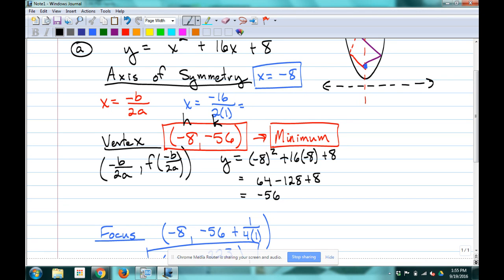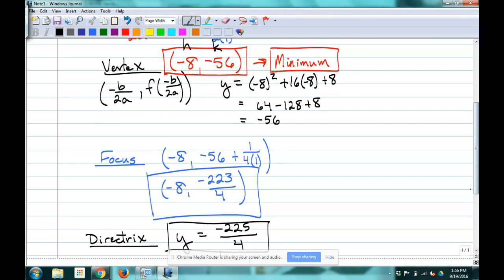And then the focus, you're always going to change the y value. Focus is add, directrix is subtract. Okay, maybe that will help you remember that. Focus, you're going to add. Directrix, you're going to subtract.